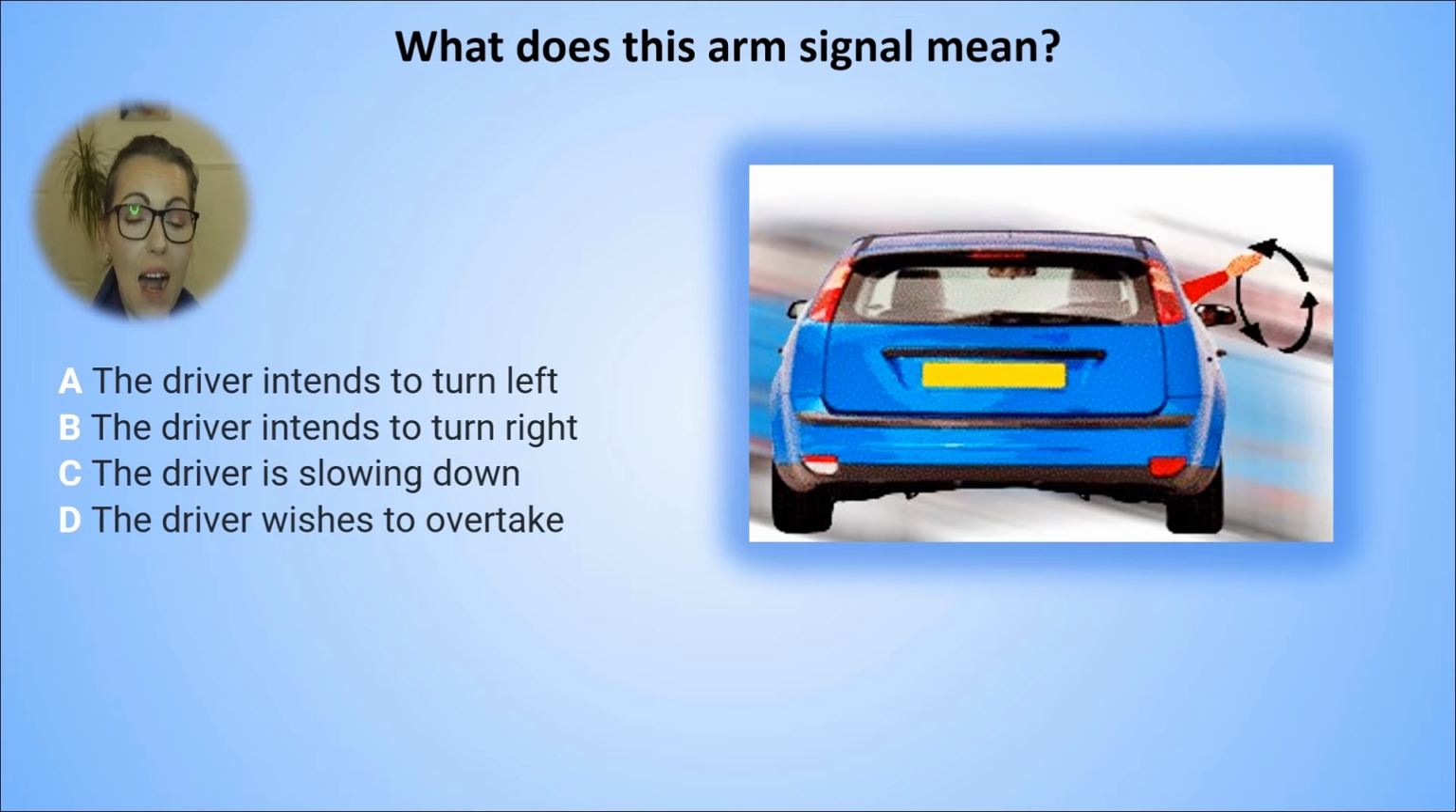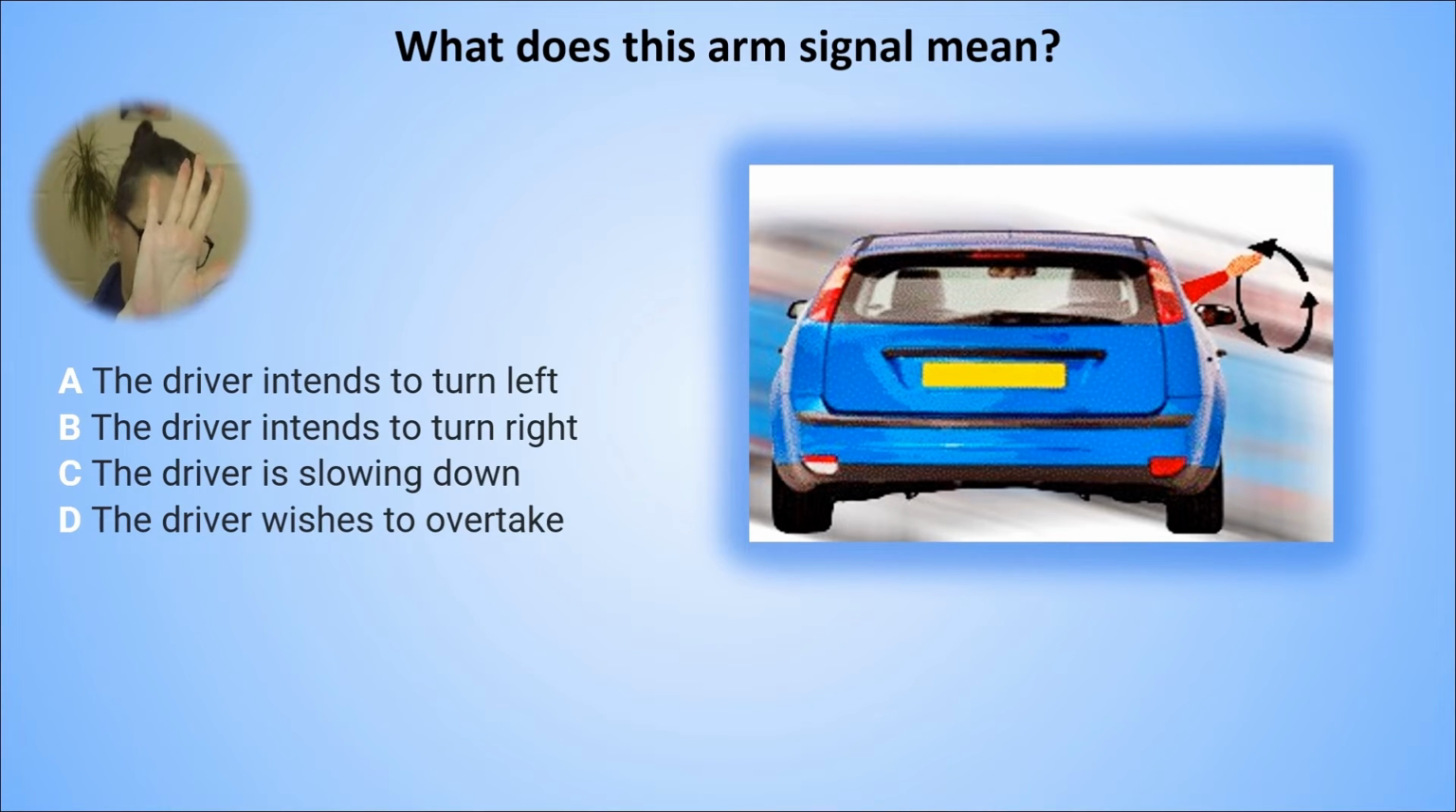Next question. What does this arm signal mean? A. The driver intends to turn left. B. The driver intends to turn right. C. The driver is slowing down. D. The driver wishes to overtake.